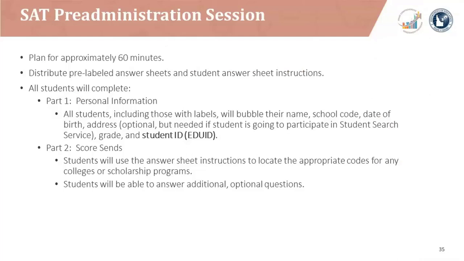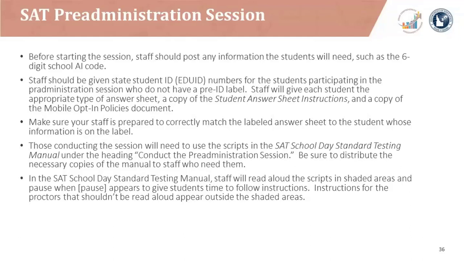Distribute pre-labeled answer sheets and student answer sheet instructions. All students will complete on Part 1 the personal information, including those with labels. They will bubble in their name, their school code, and their date of birth, and the other information that you see on the screen, including their EDU ID number. For Part 2, Score Send, students will use the answer sheet instructions to locate the appropriate codes for any college or scholarship programs. Students will be able to answer additional optional questions during this session.